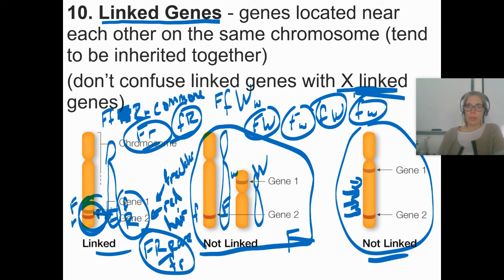Don't mess this up with X-linked genes. X-linked genes just means any trait at all that's on the X chromosome, and that's different than linked genes. Linked genes are on any chromosome, the first pair, the second pair, the third pair, anywhere.